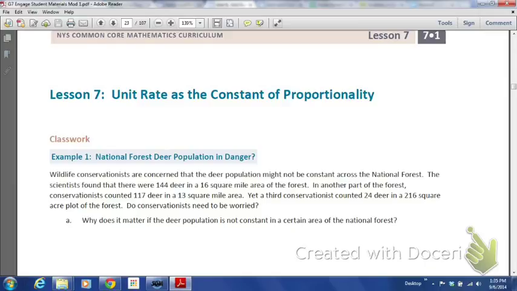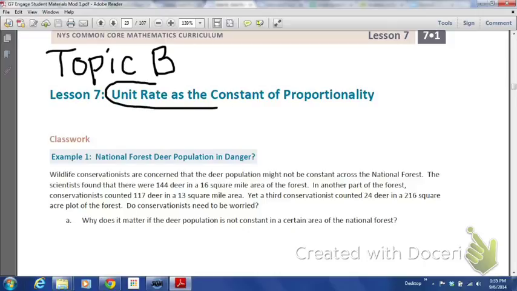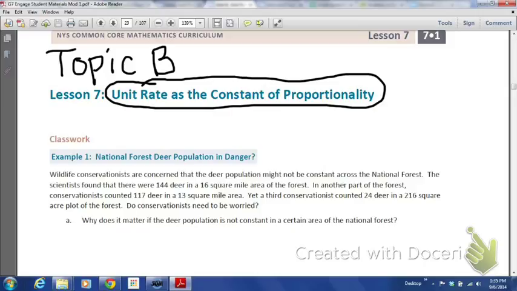Okay, welcome to Lesson 7 in our continuing study of ratios and proportional relationships. Lesson 7 is the beginning of what we consider Topic B. We just finished Topic A, which was proportional relationships. Now we are talking about unit rate as the constant of proportionality. So we're going to see how this constant that we've been talking about is related, or actually is identical, synonymous with unit rate.